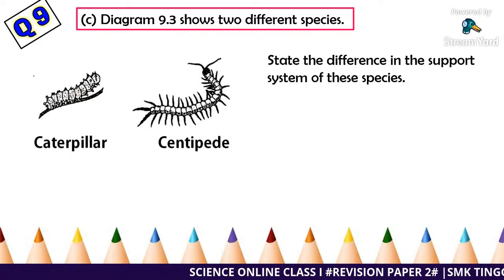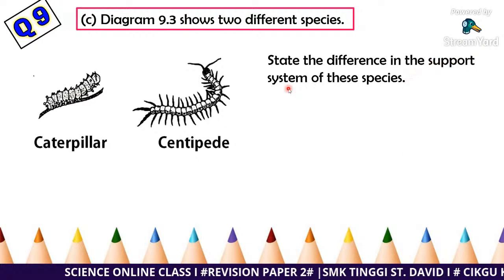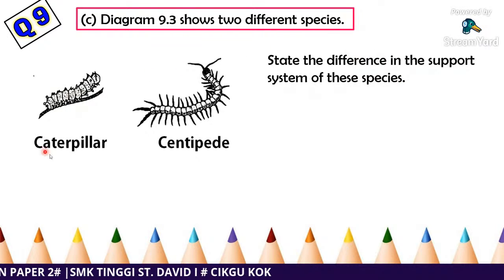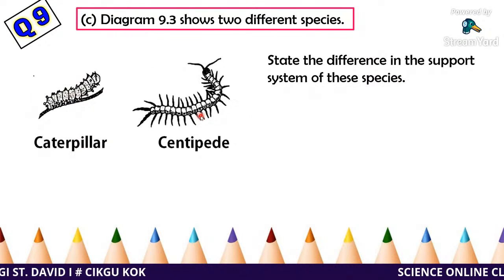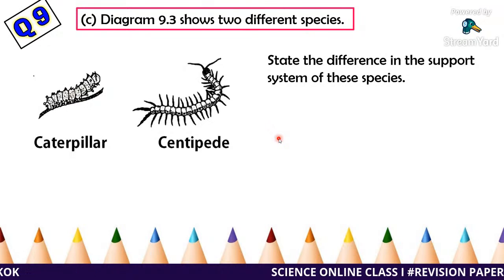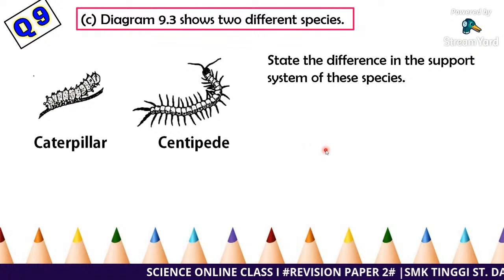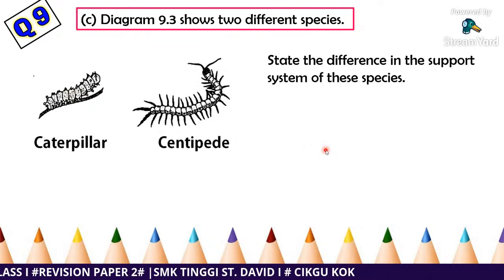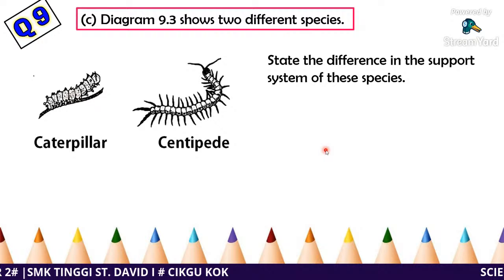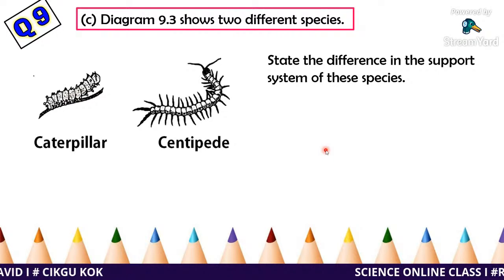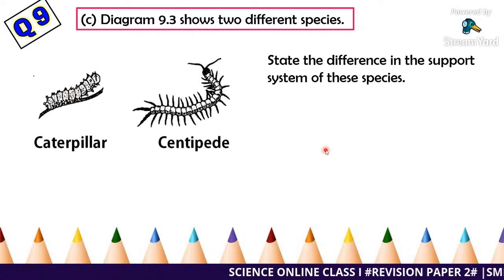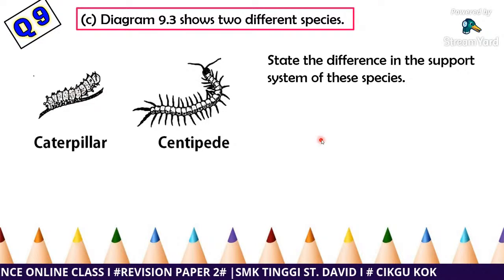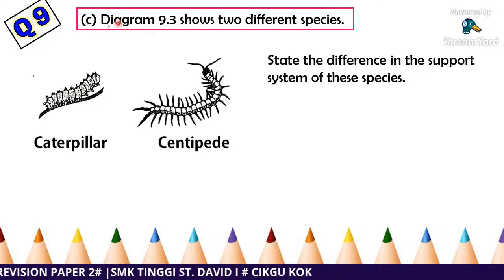Okay, and the last one, state the difference in the support system of these species. Okay, please tell me the caterpillar and also the centipede, they are using what to support the body. So I just let you choose. There's exoskeleton, there's hydroskeleton, there's endoskeleton. Okay, when they say lower the center of gravity, yes, correct. You can say increase the base surface area. You also can say lower the center of gravity. Okay, then this one is question 9.